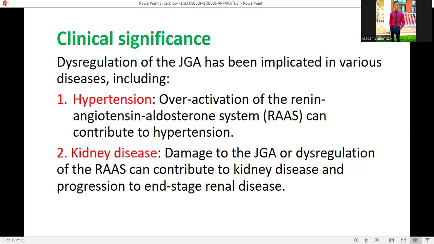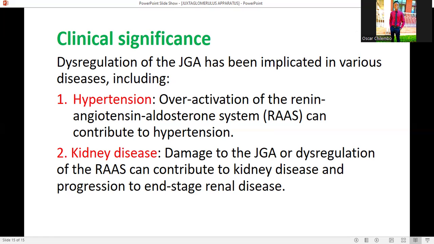Then what is the clinical significance of what I've just discussed? The clinical significance is that any malfunctioning, any overactivation of renin, someone can develop hypertension, meaning that the blood pressure is more than what is needed and is no longer regulated, like what I was explaining. Then kidney disease. Mind you, these kidneys work at a certain optimal pressure and at certain absolute levels.